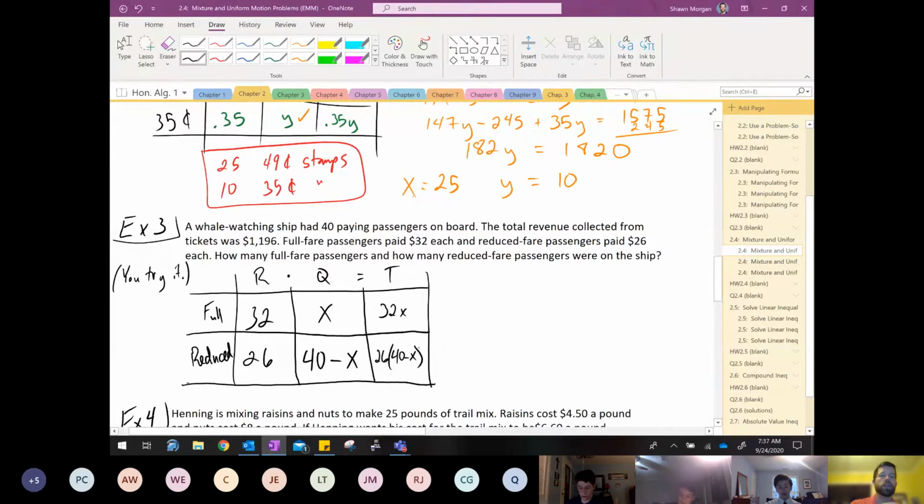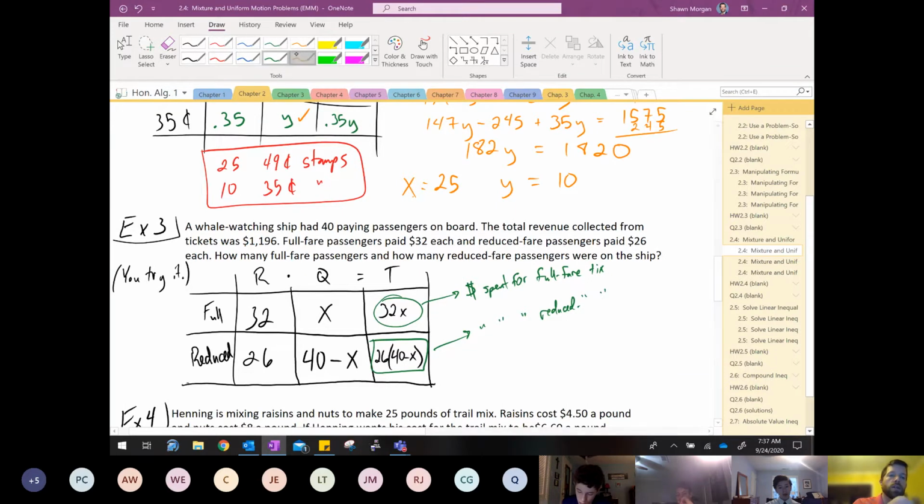So I'm going to ask a strange question, perhaps. What is 32X? Well, 32X is the amount of revenue that this whale watching venture earned on full fare tickets. It's the amount of money spent for full fare tickets. Okay? And what is 26 times the quantity 40 minus X? It's the amount of money spent for reduced fare tickets. Okay?